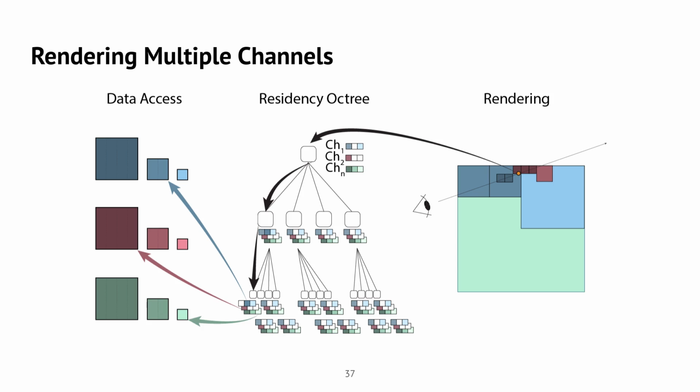the lowest resolution. So because the Residency Octree allows us to access any resolution from any node, and all channels share the same octree structure, we can easily mix different resolutions while using only a single hierarchy traversal for multi-channel empty space skipping. Now let's look at some results.